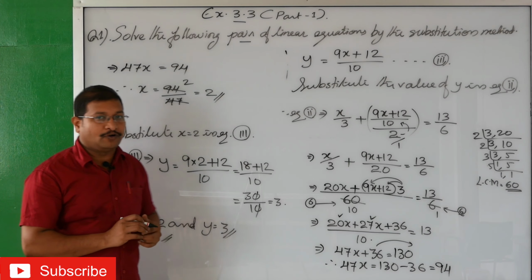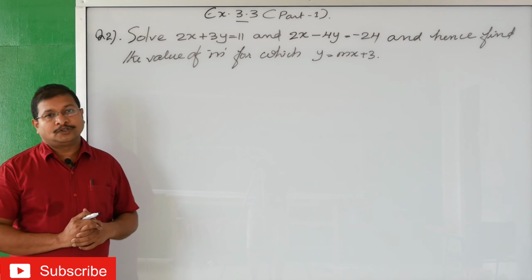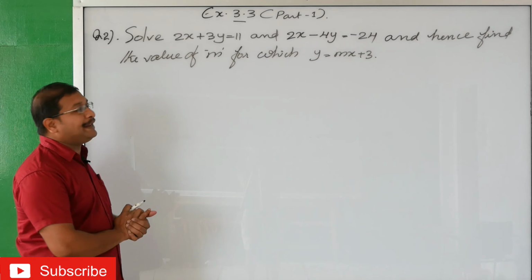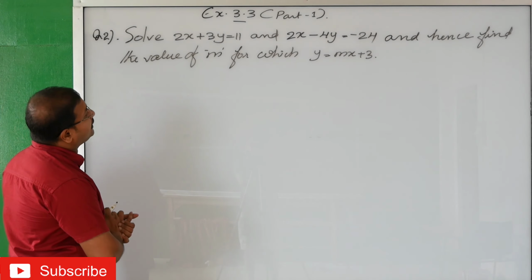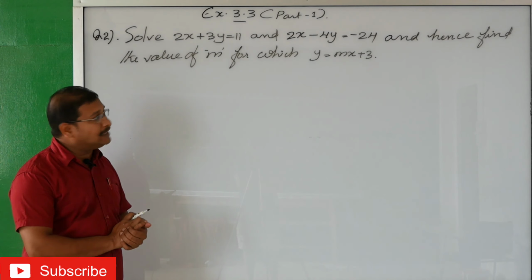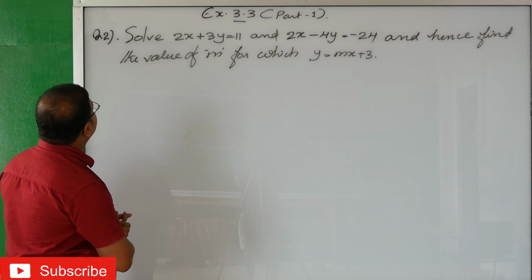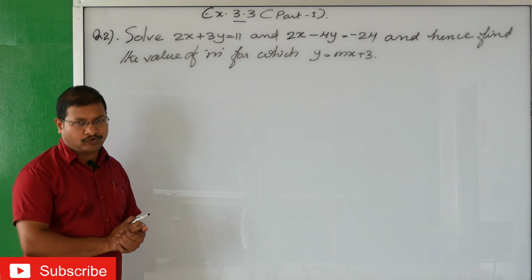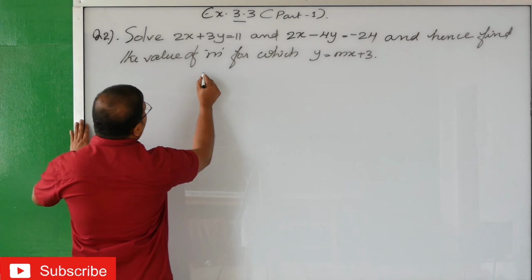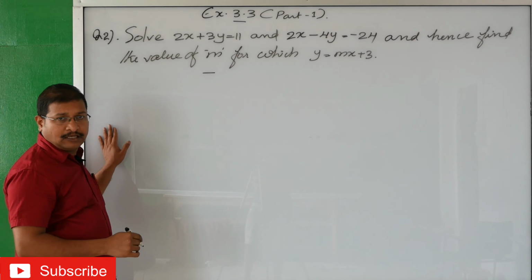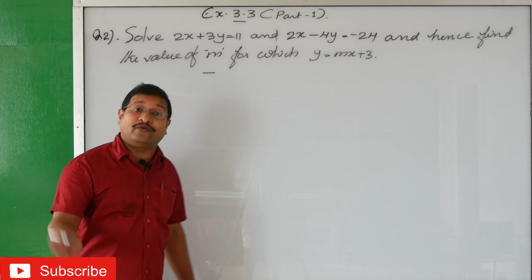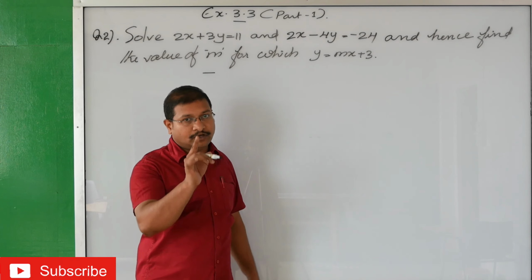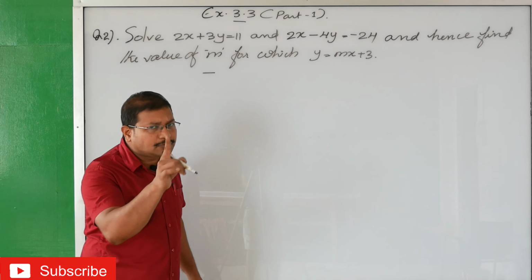Ready? Let's go to the next question. Question number 2, I'll read the question once. Solve 2x plus 3y equals 11 and 2x minus 4y equals minus 24, and hence find the value of m for which y equals mx plus 3. Ready? So here two equations are already given. After solving for the values of x and y, we have to find out the value of m. Ready? So we will use the substitution method here.